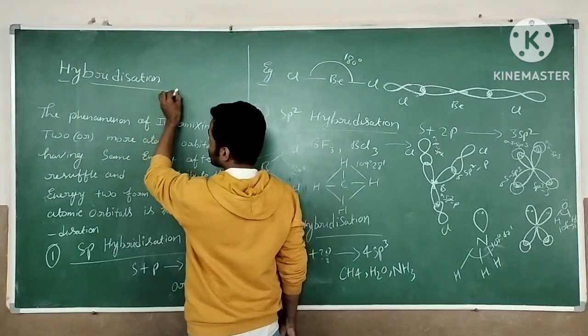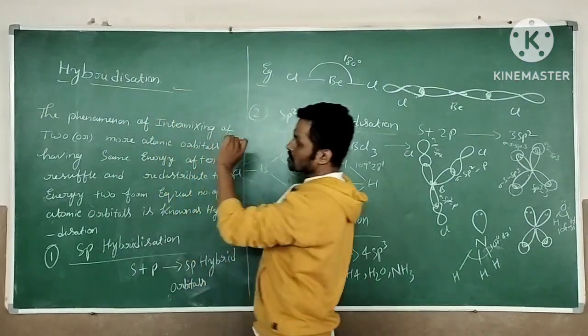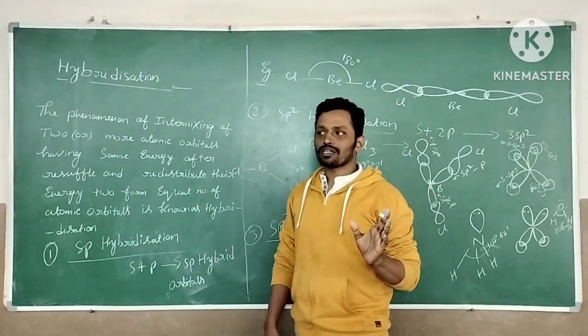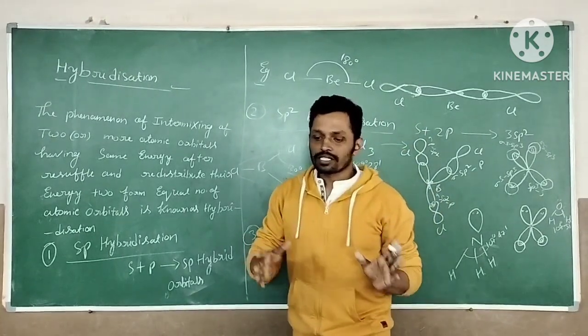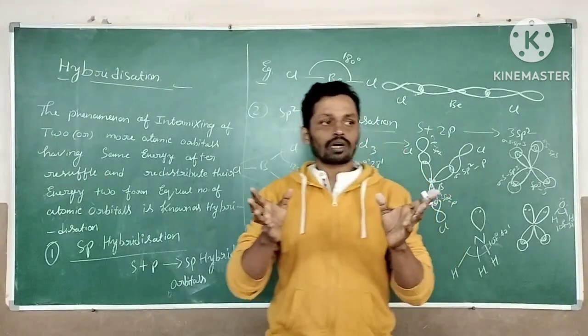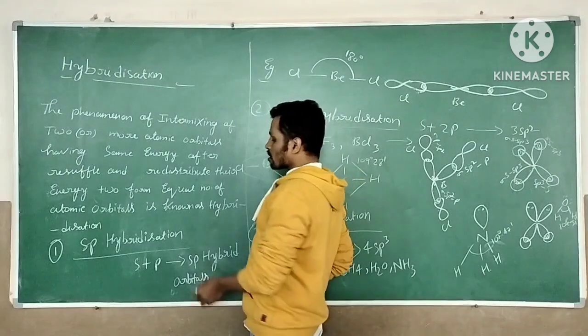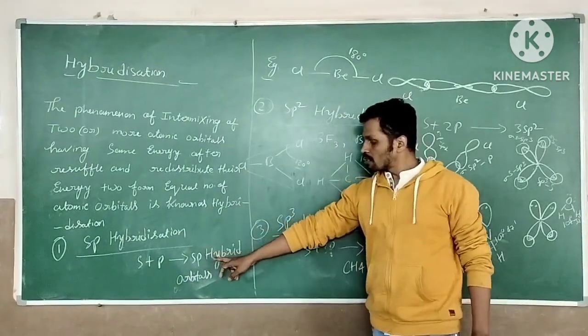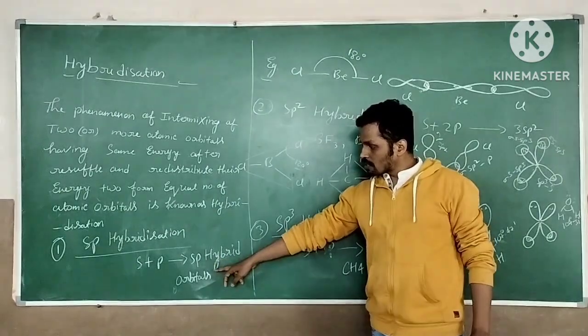Today we are going to discuss hybridization. Hybridization is a very important topic in chemical bonding. Generally, in hybridization, two atomic orbitals intermix with each other to form an equal number of hybrid orbitals.